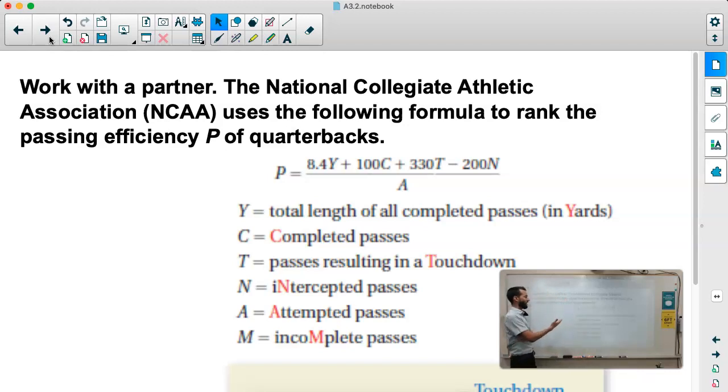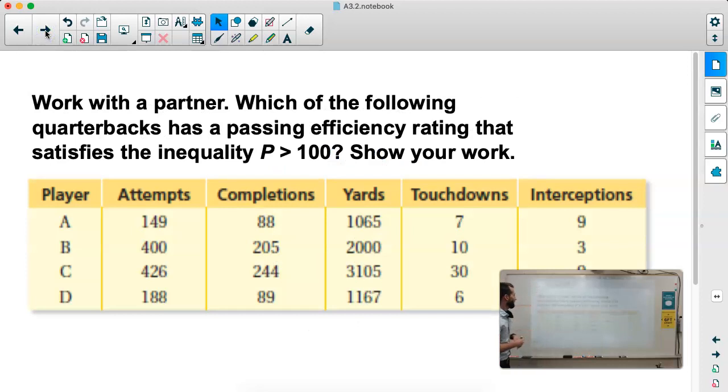So this is designed to figure out kind of overall how a quarterback ranks in passing efficiency. And it takes into consideration the distance of the throw, a completed pass, a touchdown, interceptions, attempts, and incomplete passes. Okay, each of those weighted in different ways, counting with different values to give an overall rank to an individual person.